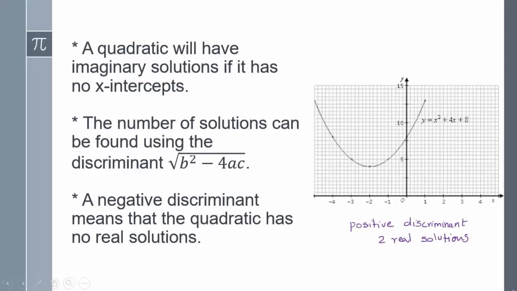By the way, if you have a positive discriminant, it means you have two real solutions. If you get a zero discriminant, it means you only have one real solution. Two real solutions means it crosses the x-axis twice. One real solution means it crosses the x-axis once.